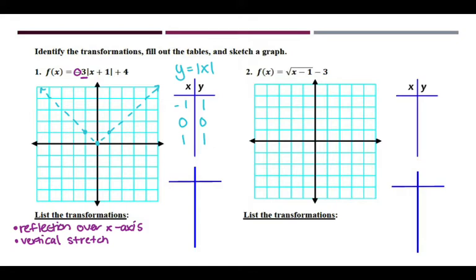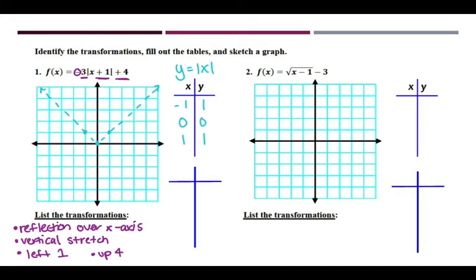The number inside your function, so this +1, is going to tell us how many units we move to the left or to the right. Since it is a +1, that means we are moving to the left 1. And the number on the outside of your function, the thing that you're adding or subtracting at the end, is going to tell us how many units up or down we're moving. Since it's a plus, we are moving up 4 units.